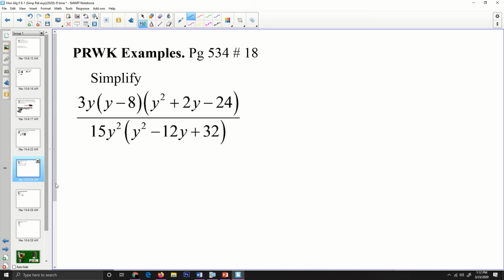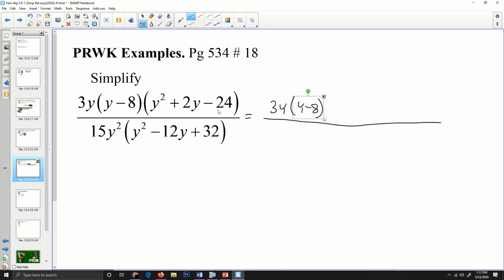Next, we start getting into things that are a little bit more challenging. This is an example from the book. Again, I would suggest you make sure that you factor each of these as best you can. So I'm going to rewrite this, and I notice right off the top there's nothing I can do with this 3y, so I'm going to leave that there. There's nothing I can do with this y minus 8, so I'm going to leave that there.